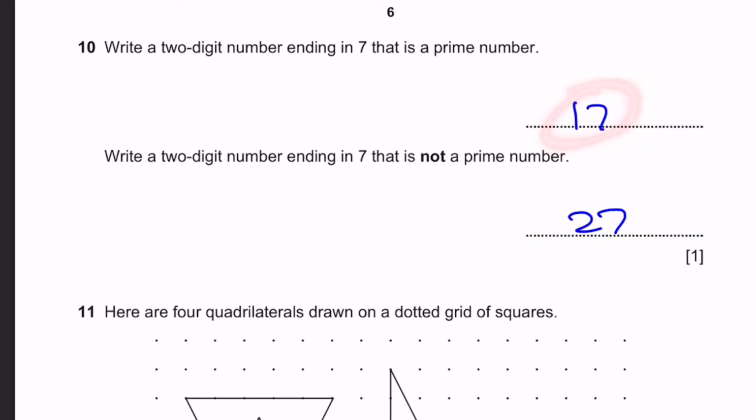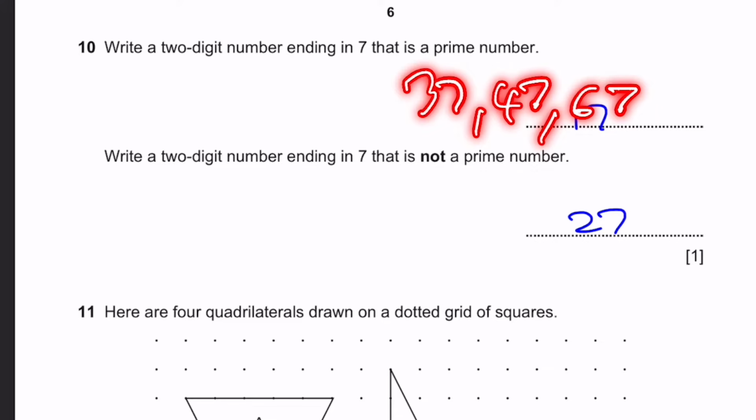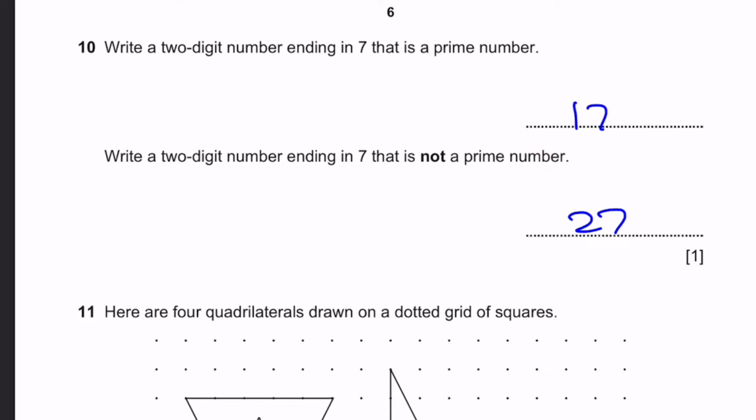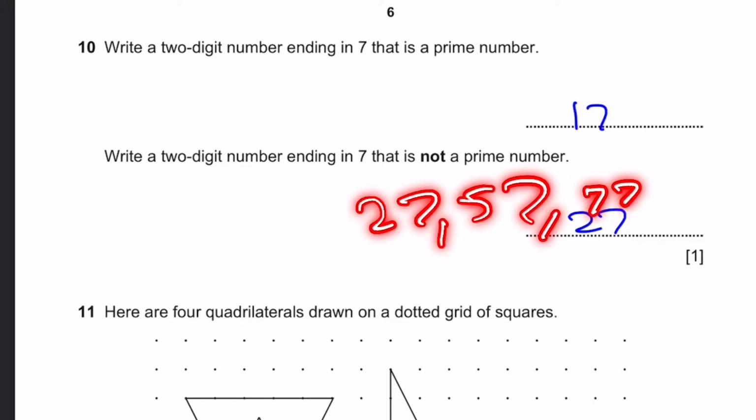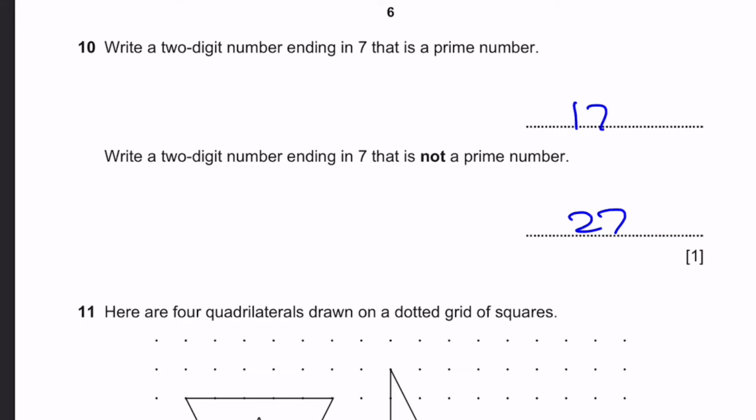For this value here, we don't need to write 17. You can write 37, 47, 67, or 97. And for this one here, you can write everything else: 27, 57, and 77, and 87. That'll be our answer. Question 11.